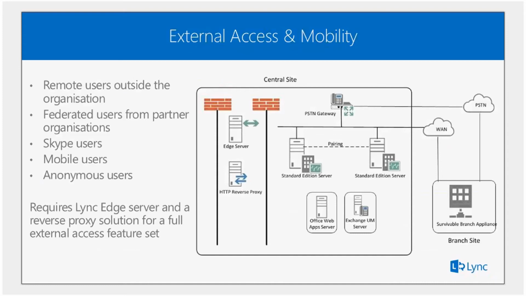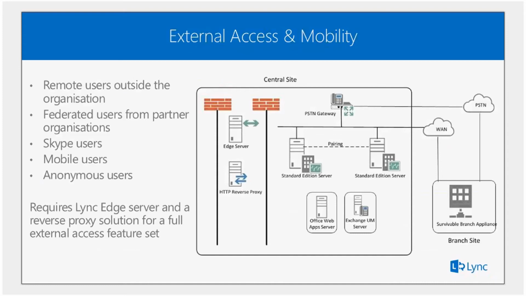Okay. This next slide talks about external access and mobility. So on this slide in front of you, you can see that we've got servers that we've already talked about. We've got 2 standard edition servers. We've got an Office Web App server, which I'll talk about shortly, Exchange server. There's a gateway connecting that internal environment out to the public switch telephone network. And we'll talk about survivable branch appliances as well. But all that really isn't relevant to the slide.